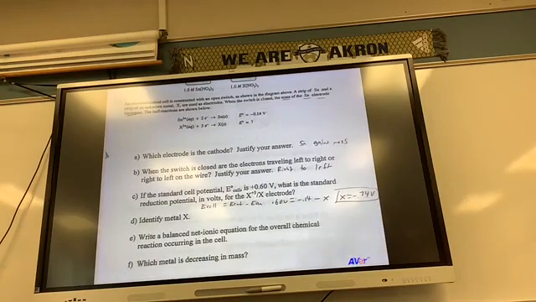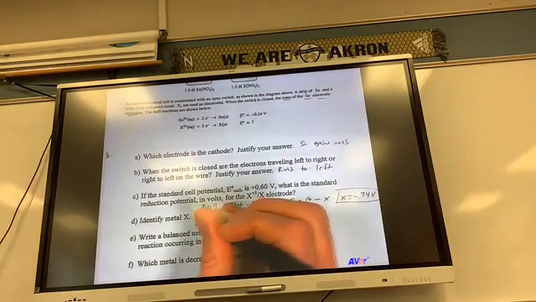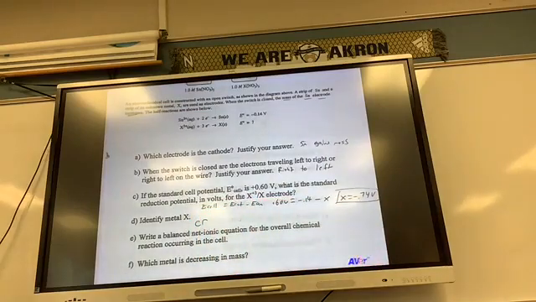Identify metal X. How do you know? Because if you look over here in the half reactions, at negative 0.73, that is chromium. There's also 0.76, but that's farther away. It's definitely chromium.